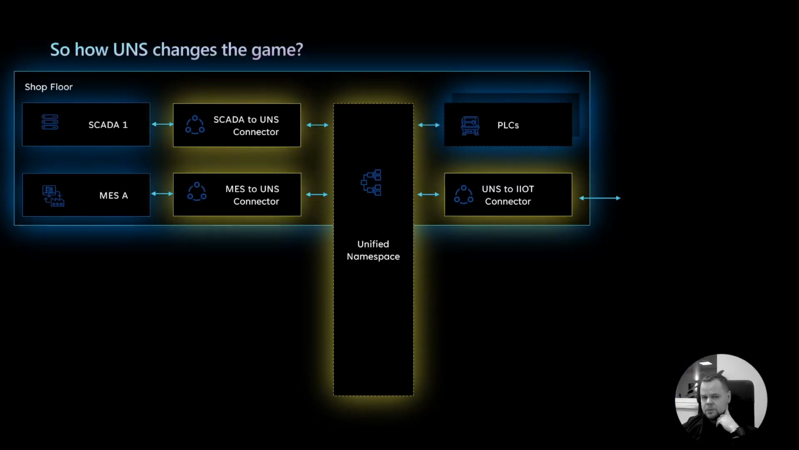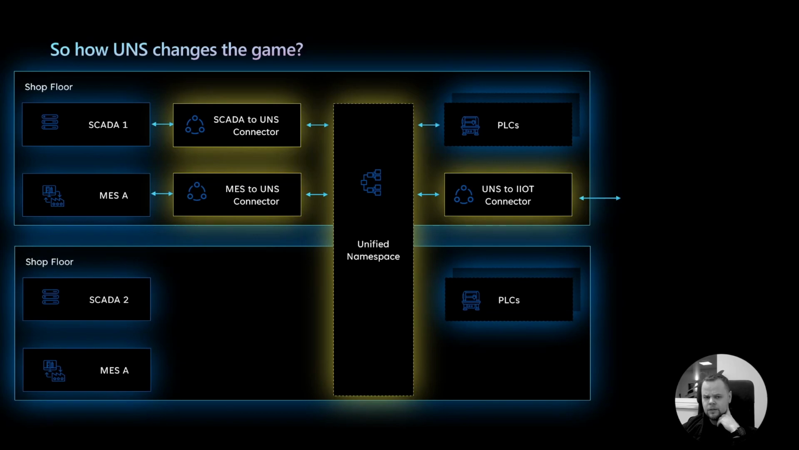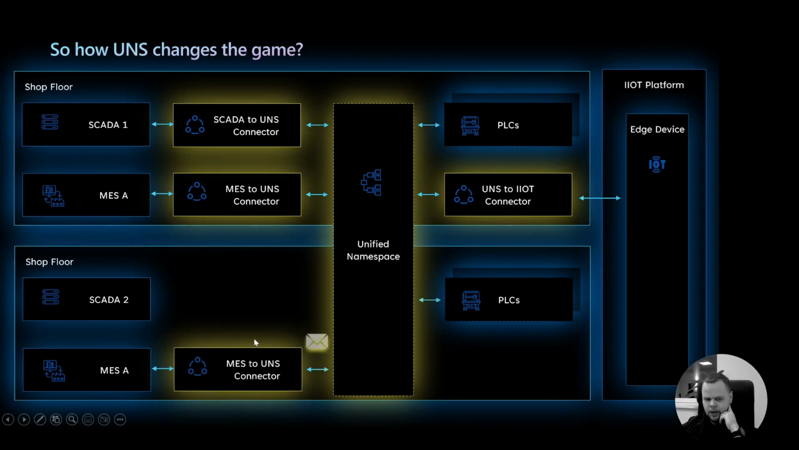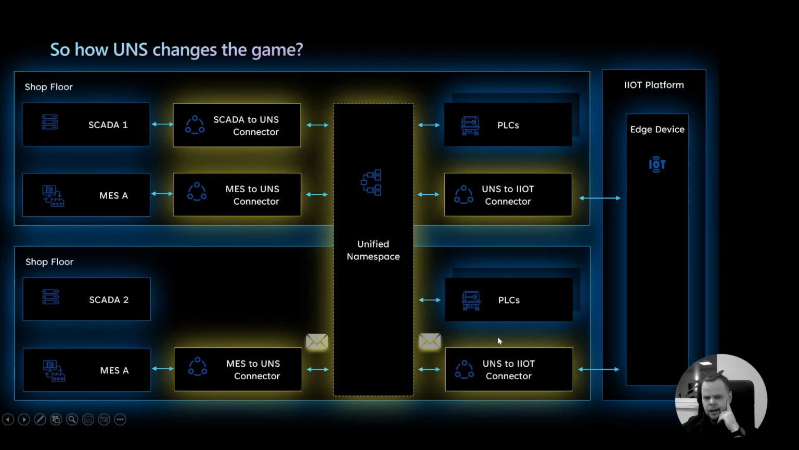How does unified namespace help with scaling? Let's assume the same scenario that we have the SCADA system, MES, we implemented everything. Now we need to scale to the second shop floor. We were lucky, as we remember, that the MES system is the same. So we can reuse the same MES to UNS connector because the MES system is the same and the unified namespace is the same. And we also can reuse the UNS to IoT platform connector because the IoT platform is also the same between two shop floors.